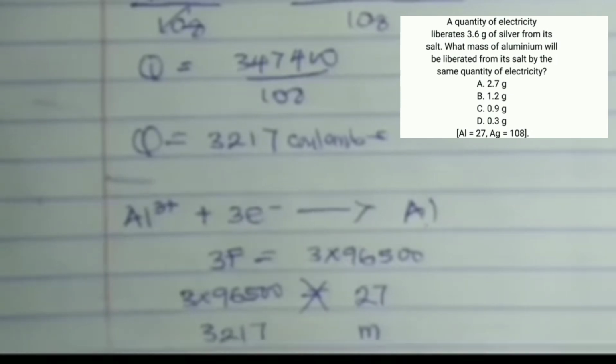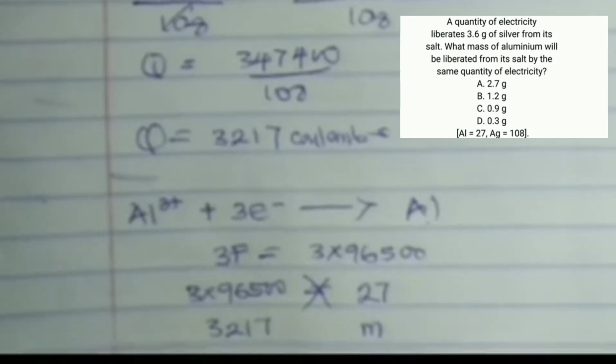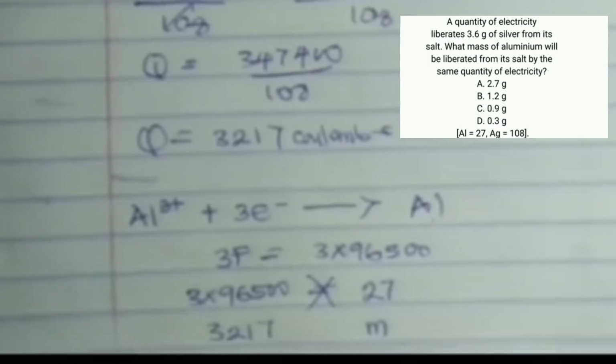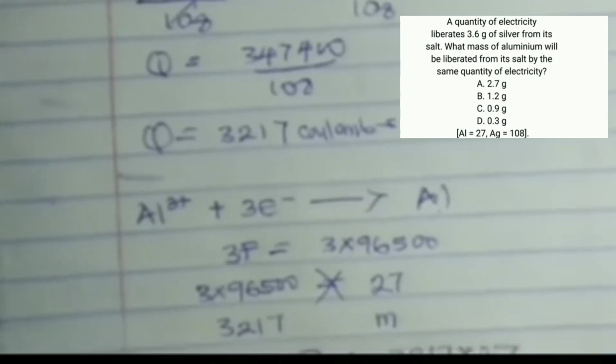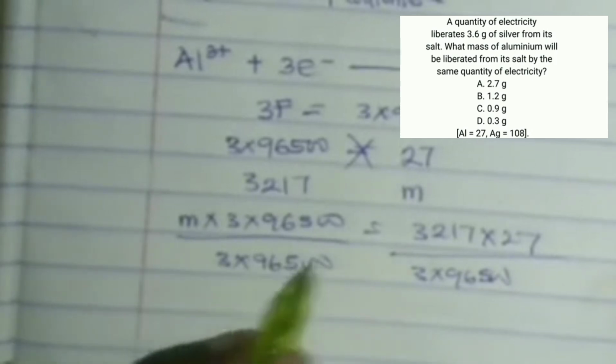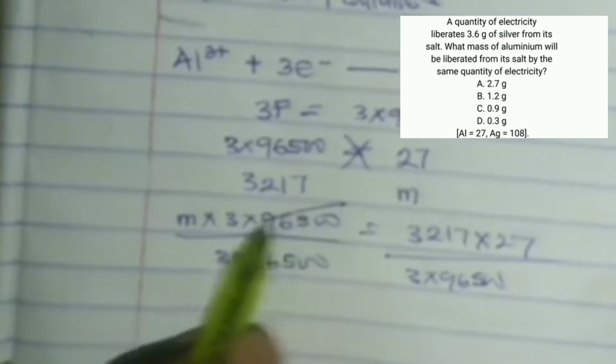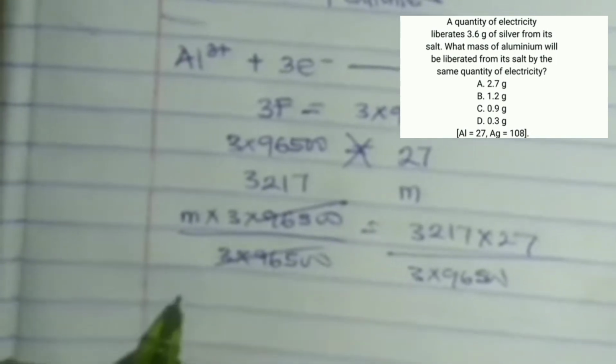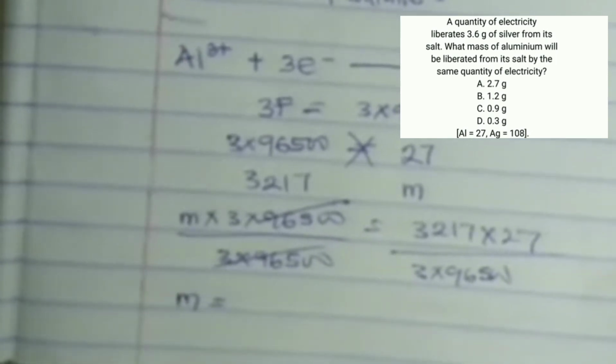So at this point now, we divide both sides by 3 times 96,500 so that we'll have our M alone. This is just mathematics. Oh my bad, you're not seeing it. Okay, so this is what we're doing. At this point, 3 times 96,500 strikes out here. Then we'll have our M to be equal to, so we grab our calculator and calculate.